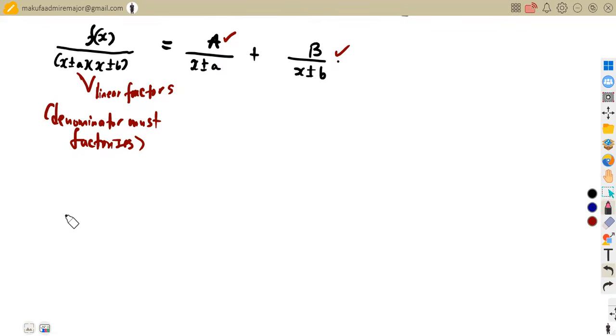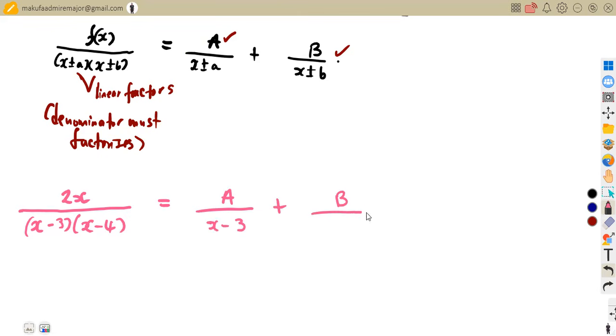Like, for example, we're asked to express this into partial fractions. We are given 2x over (x minus 3)(x minus 4). We want to play with that part that we had before and see if we are going to obtain the same answer. As you can see, we've got two factors in the denominator, and they are linear factors. We're going to have A over the first factor, which is x minus 3, plus B over the second factor, which is x minus 4.